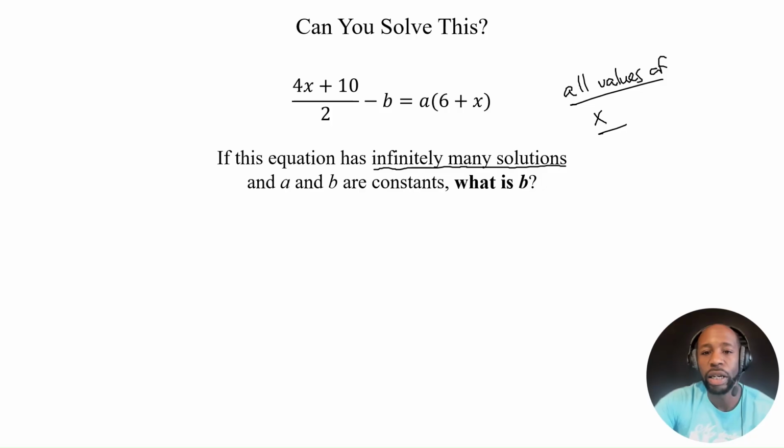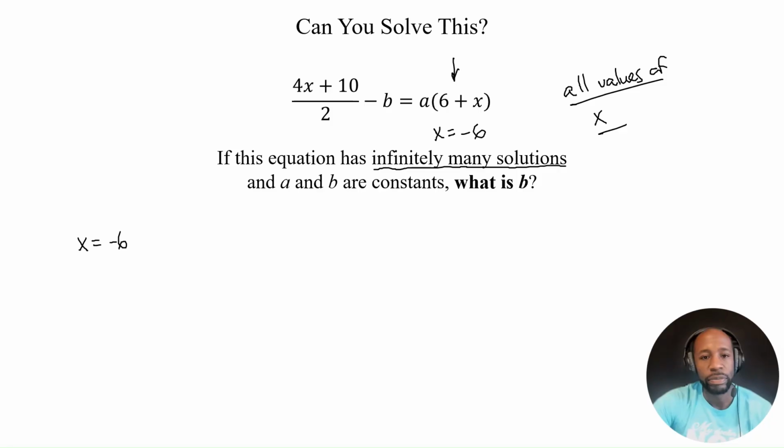If I put in x equals -6, look what happens. On this side right here, 6 plus -6 is 0, and then 0 times a is 0. So that will eliminate that whole side of the equation and help me to be able to solve for b. So let's set x equal to -6 and plug it in.